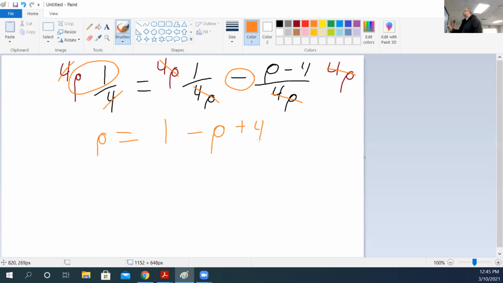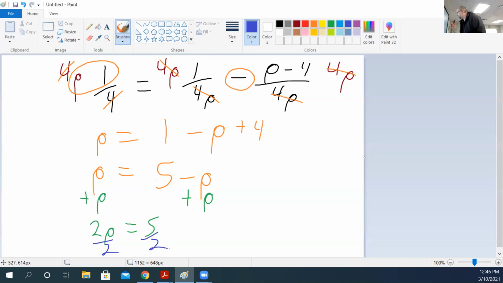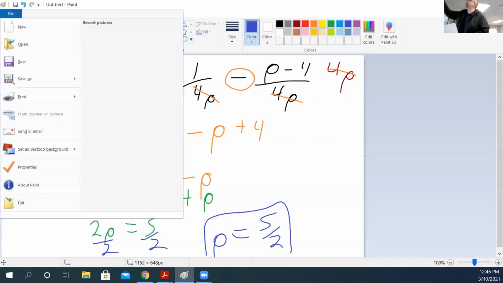All right, so now you combine like terms. p equals 1, and 1 plus 4 gives 5 minus p. So let's move things across: do the opposite, add p to both sides. So you get 2p equals 5, and then divide both sides by 2. So our final answer is p equals 5/2. All right, doing pretty good. Hopefully you're liking this method a little bit.